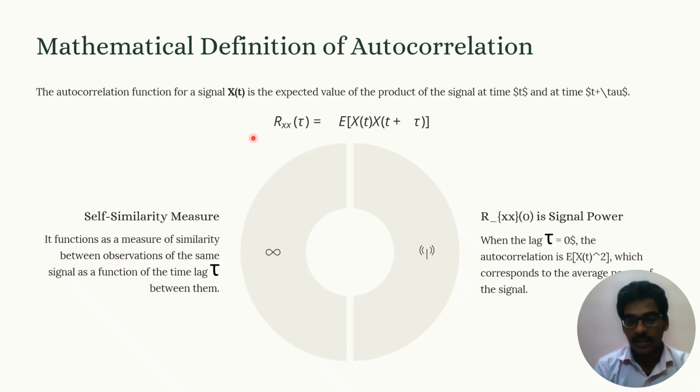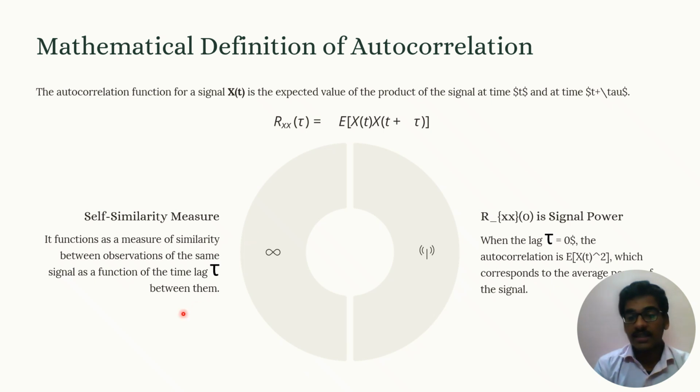See here, the mathematical representation of autocorrelation is Rxx of tau is equal to the expected value of x of t multiplied with x of t shifted by tau. The only difference here is that in cross correlation we use Rxy of tau, because there we use two signals. Here we use only one signal, which is shifted by tau, and the original one, so we are representing it as Rxx of tau, which is autocorrelation.